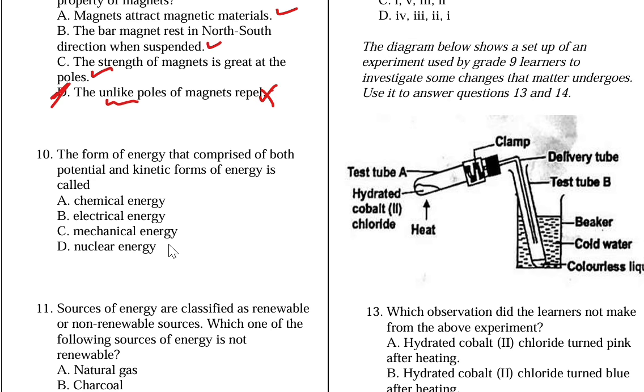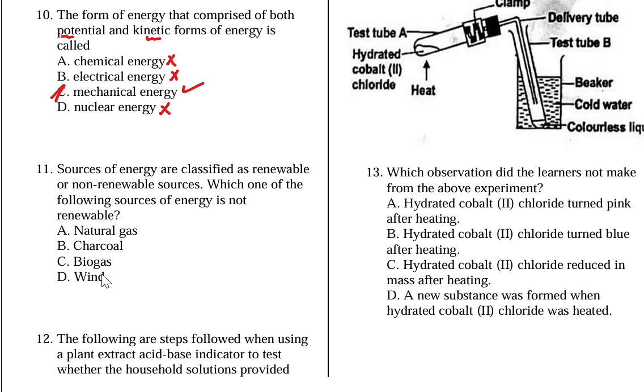To start with, it is not nuclear energy. Nuclear energy is energy from splitting or joining atomic nuclei. What about electrical energy? This one is not true. It is energy due to flow of charges. And also chemical energy, not true. And therefore, the one that comprises potential and kinetic is mechanical energy. So the answer is C. So potential is by virtue of its state, and kinetic is by virtue of its motion. And therefore, when you comprise the two, it is called mechanical energy. We continue to question number 11.